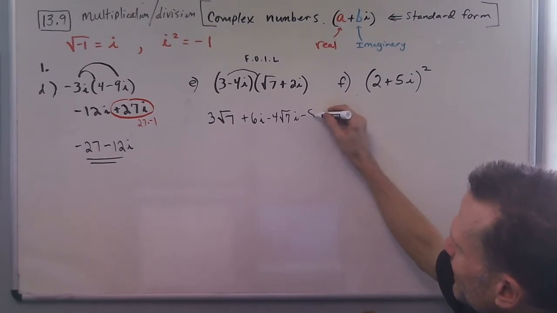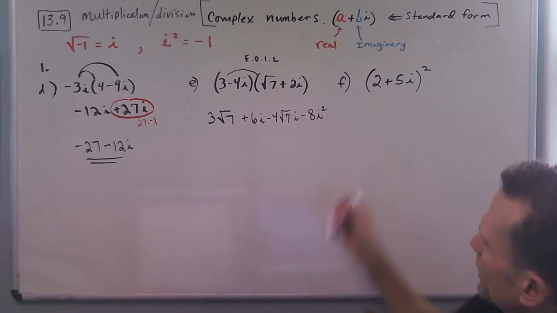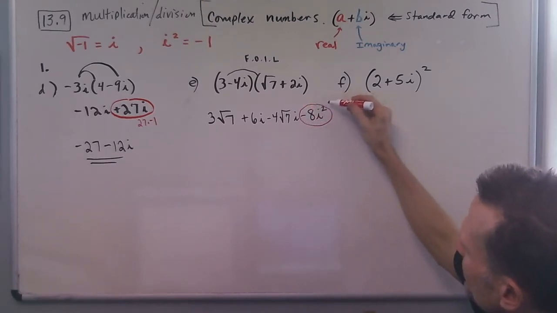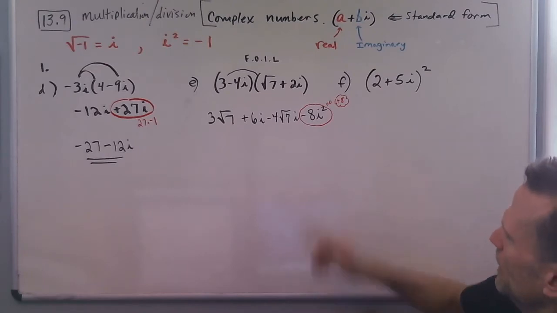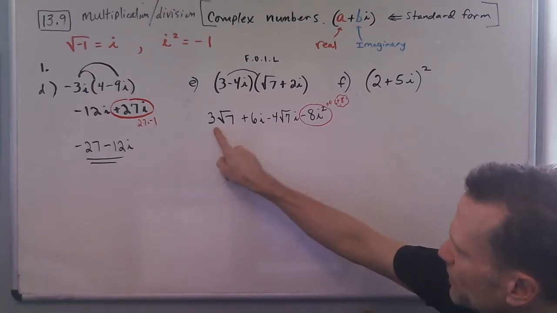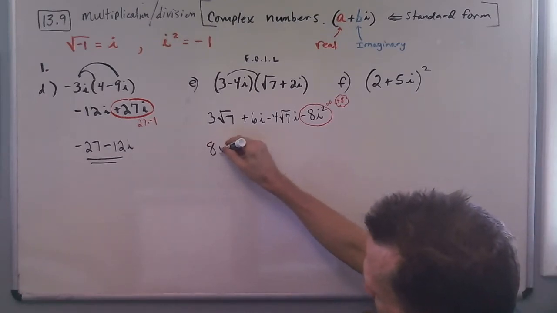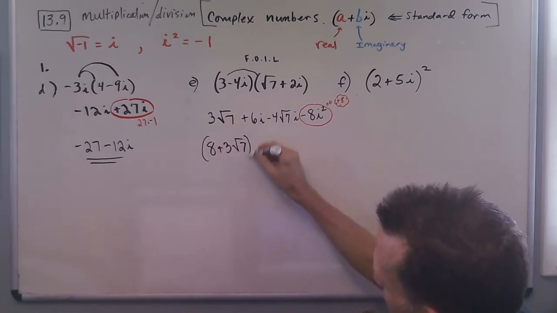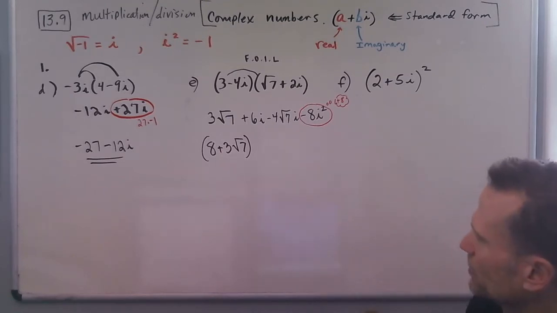negative 8i squared. Okay. So taking a look at this here, the value of that, when we think about it, is positive 8. Okay. So this is a real piece, and this is a real piece, so we want to put those together. So I'm going to have 8 plus 3 radical 7. Remember, that's how it is. We can't put those together because they're not like radicals. So that's the real part.